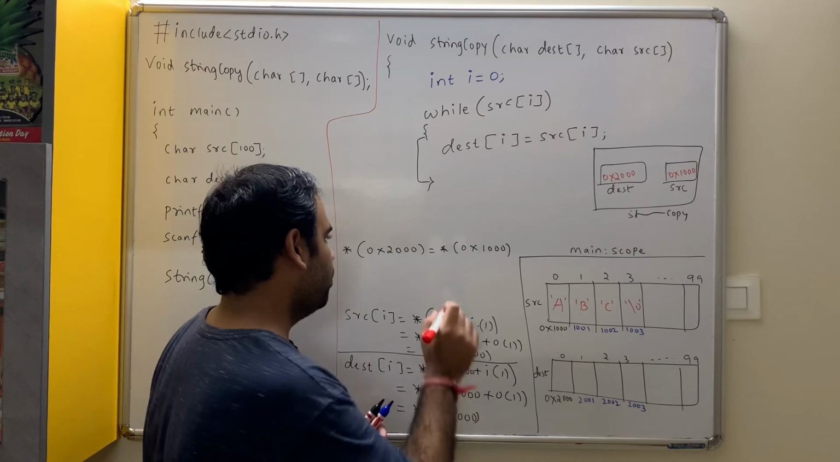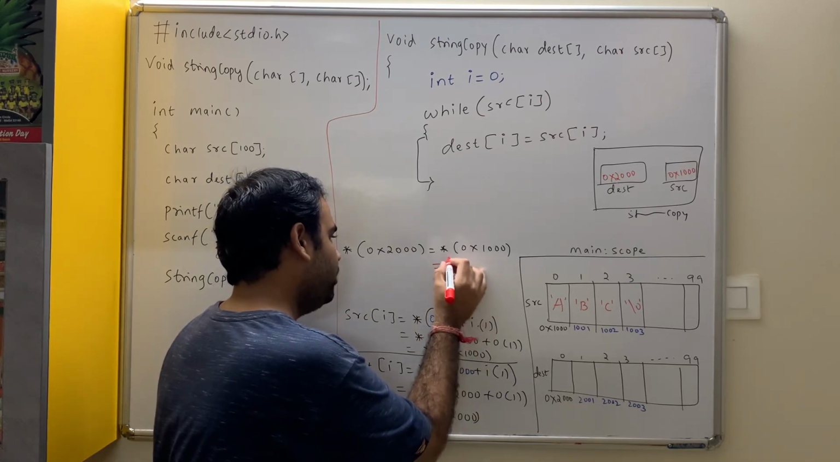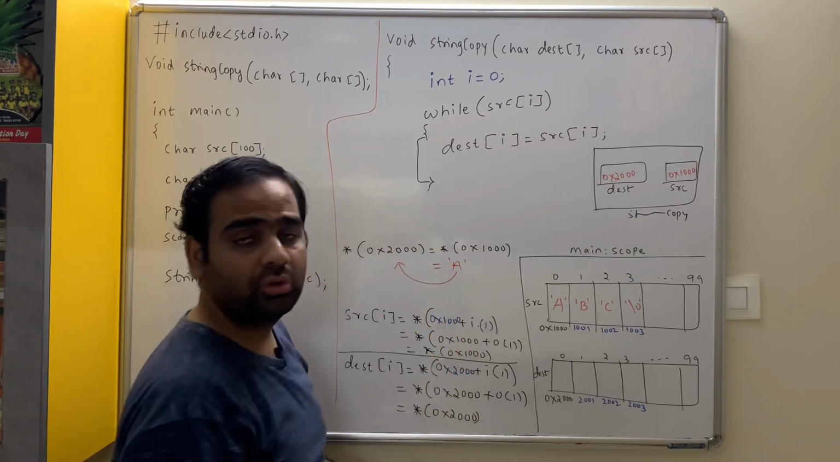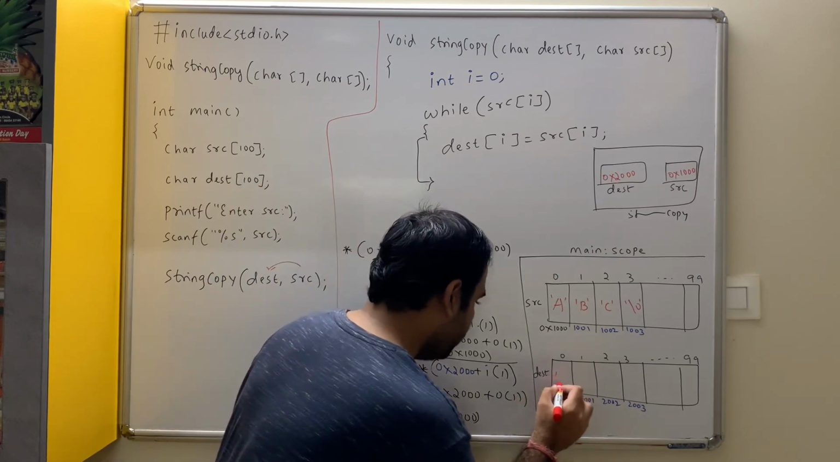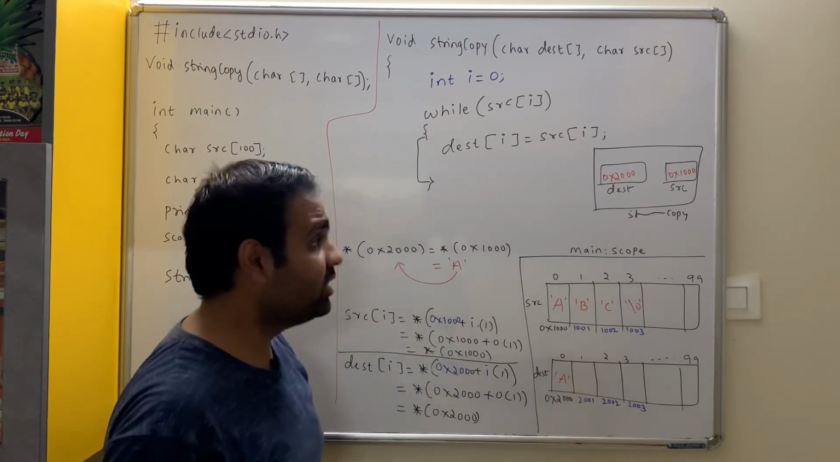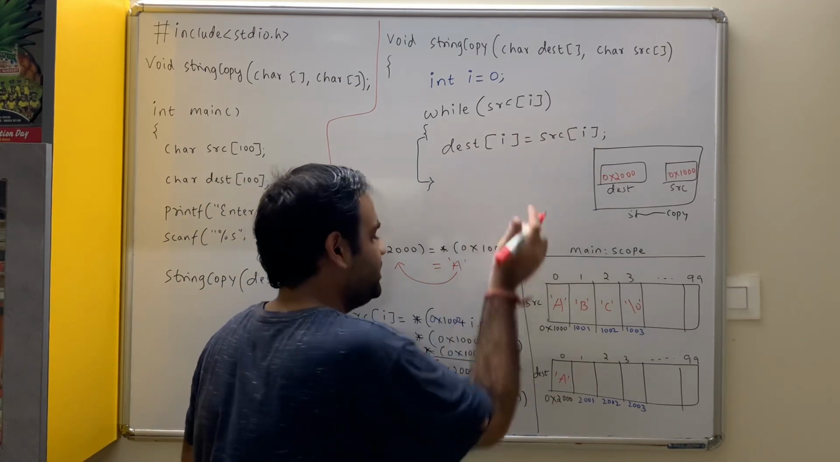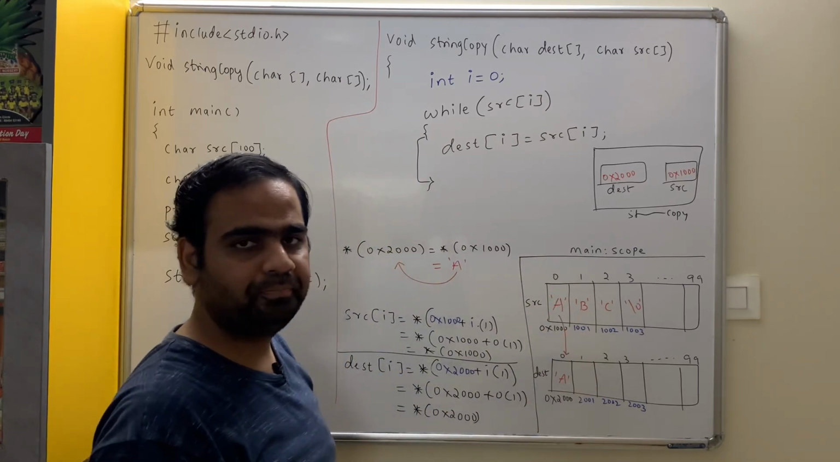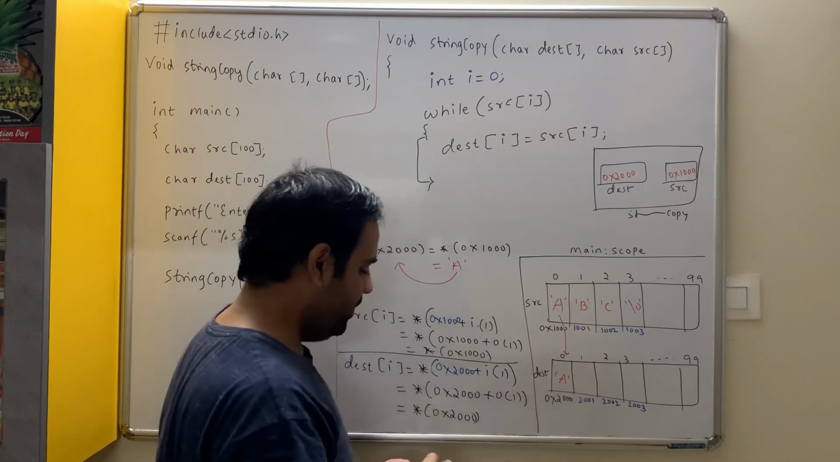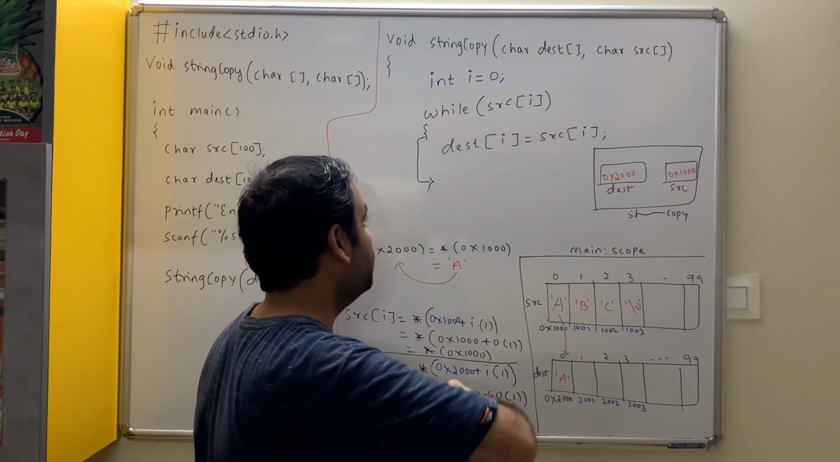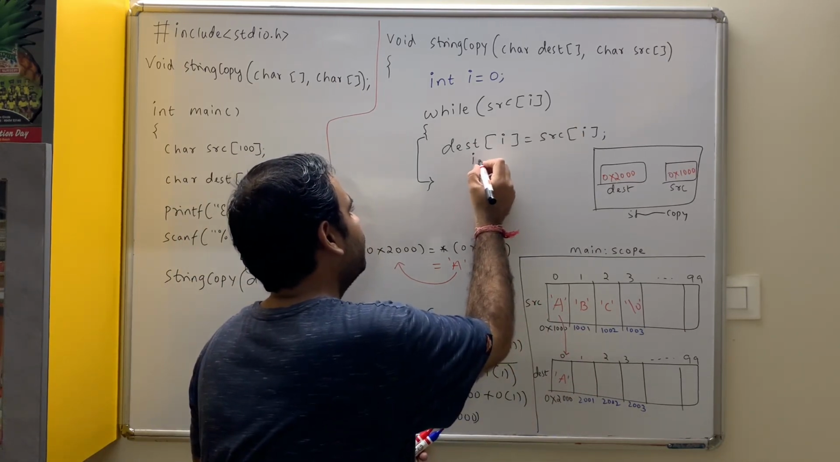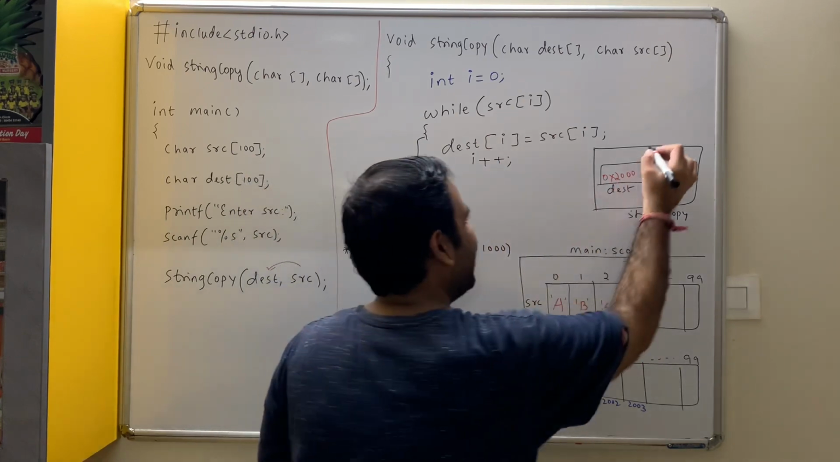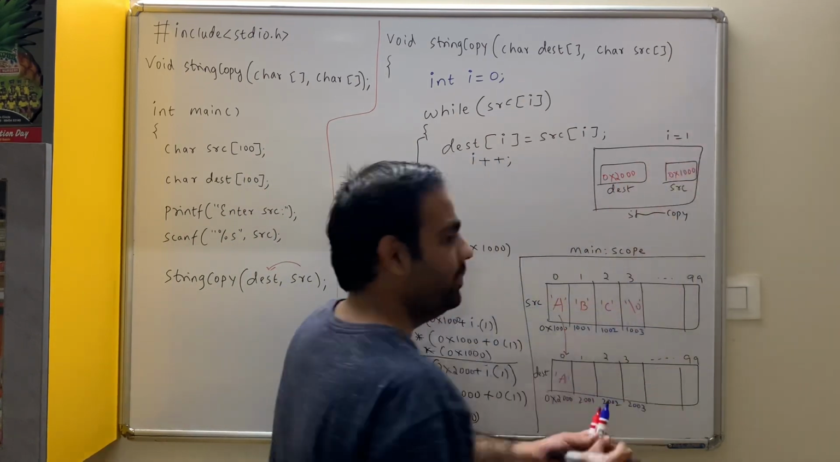And what is star 1000? It is A. It says go to address 2000 and store A. Or, at destination of 0, you are storing source of 0. Simple copy. Next time you want to copy B, therefore we increment the index. We say I plus plus, the value of I in this function will become 1.